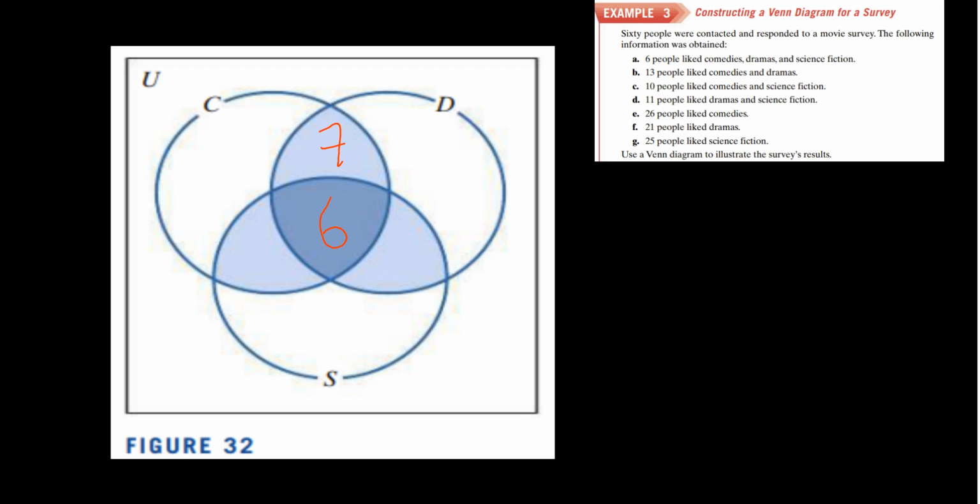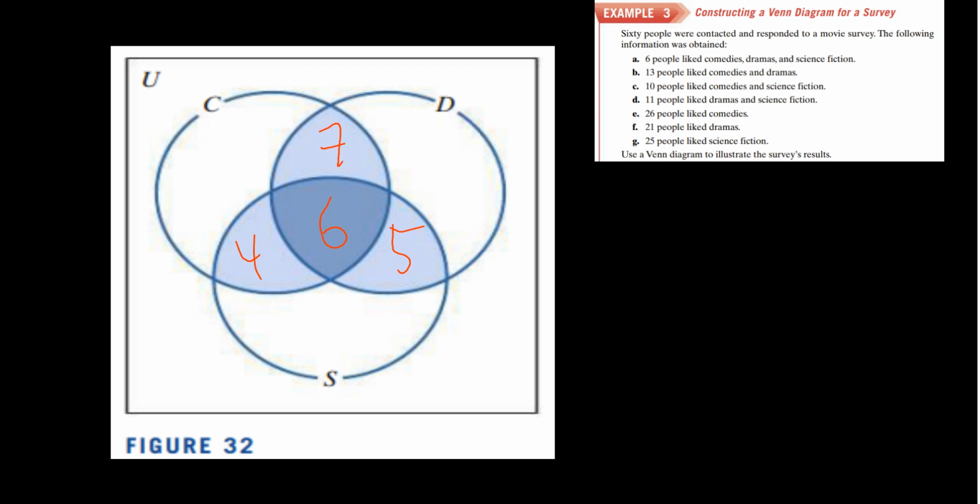So was it 13 people liked comedies and dramas? 10 people liked comedies and science fiction. So kind of the same procedure, right? Let's just look at comedies and science fiction. If 10 people liked comedies and science fiction, then what is in here needs to add up to 10. So we would simply put a 4 right here. Okay. And then same procedure here. 11 people like drama and science fiction. So if 11 people like drama and science fiction and 6 of them are already accounted for, we would say 5 right here.